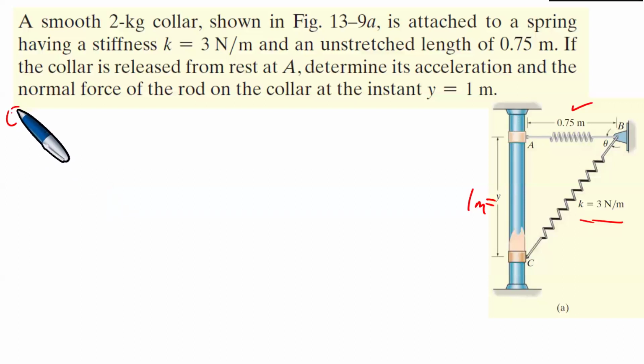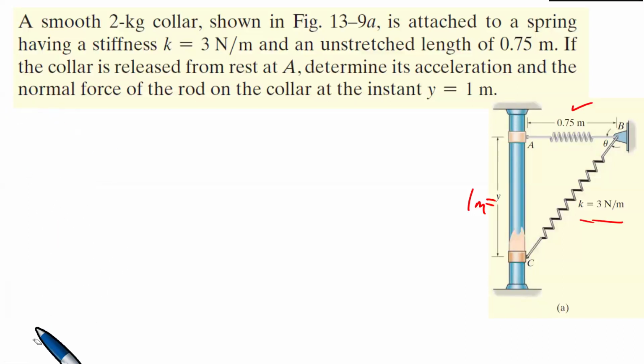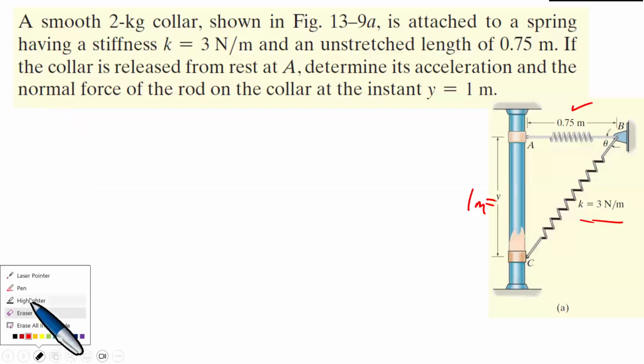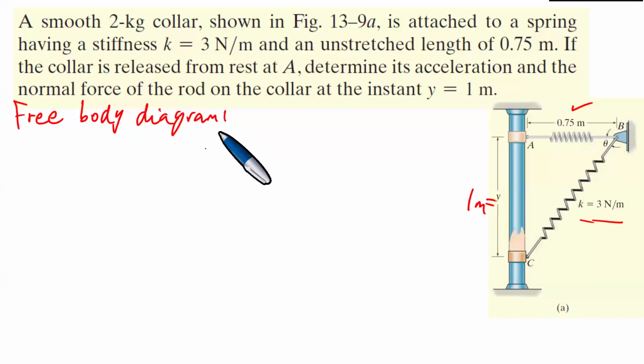First things first, we always look at the equations of motion and then we do the kinematics part of it. But first things first, sometimes what becomes so important is to analyze first the free body diagram, to see what is happening to the collar. So right, we have the free body diagram. In this free body diagram situation, what exactly do we have here?